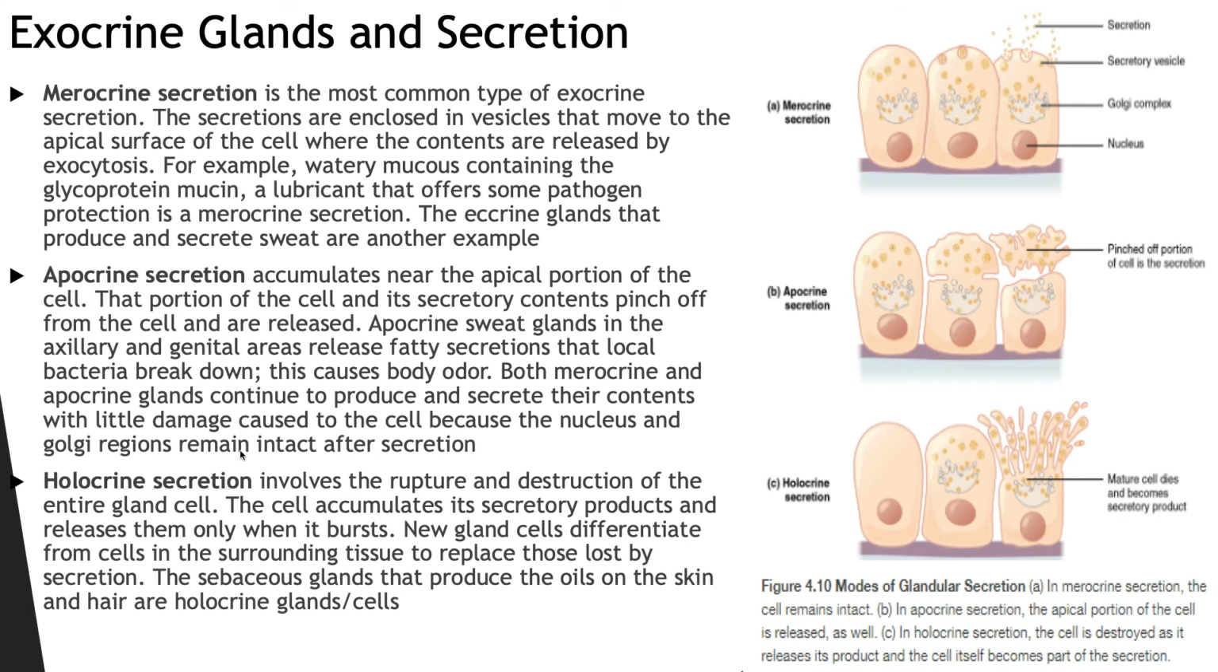There are three types of exocrine glands, and they secrete things in a different way. If you take a look at the picture over here to the right, it gives you a visual breakdown of that happening. You have merocrine glands, which are the most common type of exocrine gland, and these are basically enclosed in vesicles that move to the apical surface of the cell, or at least that top surface. And from there, the contents are released by exocytosis.